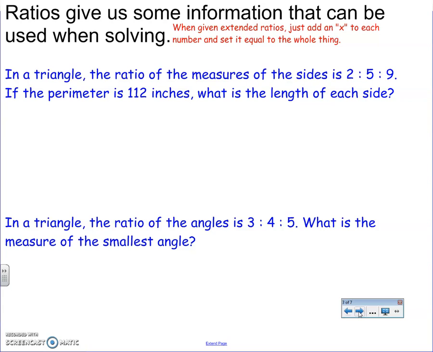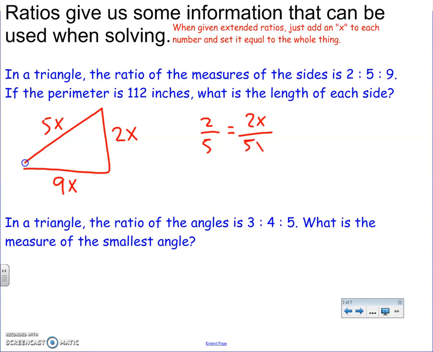Well, we don't know how long each side is. We know the ratio of them. The longest one is some multiple of 9 compared to the other ones, 2 and 5. So one of them is some multiple of 2, some multiple of 9, some multiple of 5. That's how it works, because the ratio of 2 over 5 is the same thing as the ratio of 2x over 5x, because the x's would cross out. Alright, so perimeter, you add them up, equal the whole thing. So perimeter is the first side, plus the second side, plus the third side, equals the entire thing, 112 inches.